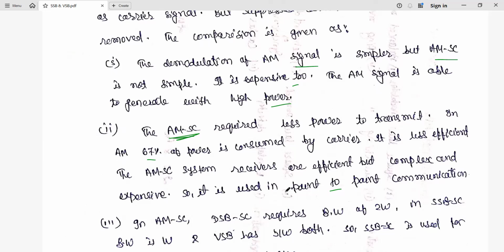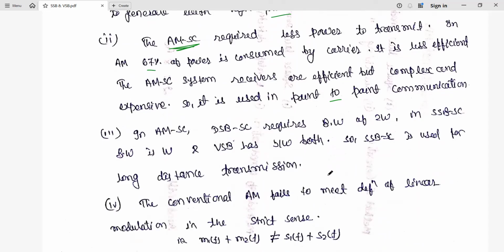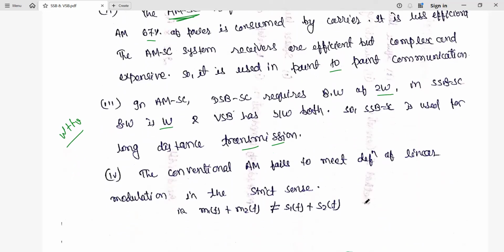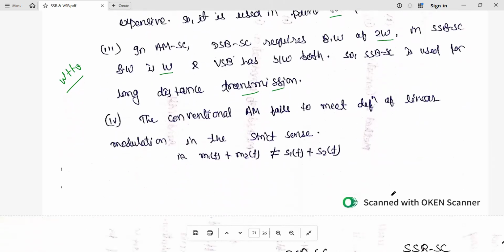So we are able to save power, and later in the case of SSB-SC, we are able to save bandwidth. DSB-SC requires a bandwidth of 2W. In SSB-SC, a bandwidth of only W is required. VSB lies between both: we have seen that it is a little higher than W and less than 2W, that is W plus f_v, which is the bandwidth of the VSB. SSB-SC is used for long-distance transmission, especially at high frequency, and conventional AM fails to meet the definition of linear modulation, so it is restricted there.